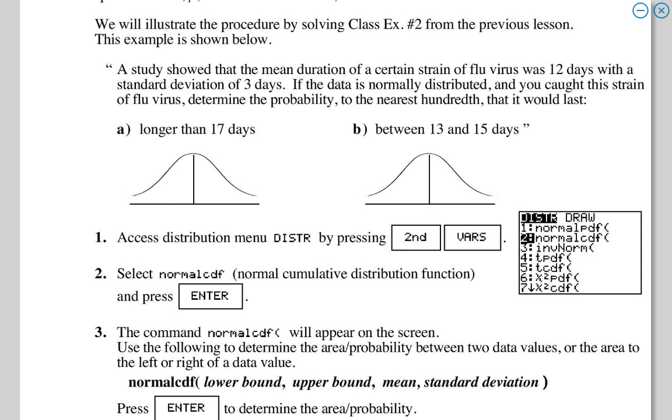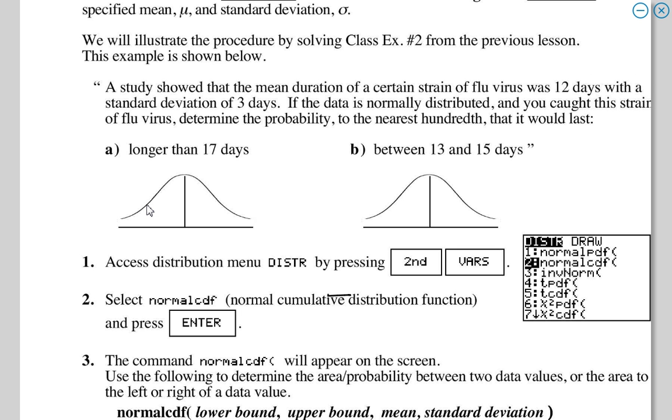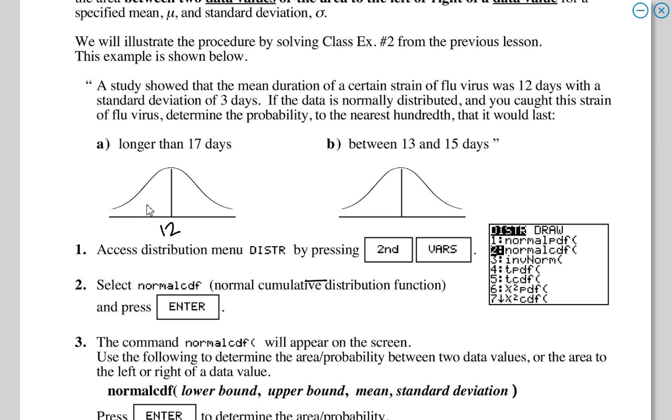So this question we did yesterday, if you might remember this. Let's just quickly read it. It says a study showed that the mean duration of a flu virus is 12 days. So 12 goes right in the middle. And it says the standard deviation is 3 days. So one deviation to the right, it'd be at 15. One more deviation over, it'd be at 18. One deviation left, it would be at 9, and one deviation left more is 6.